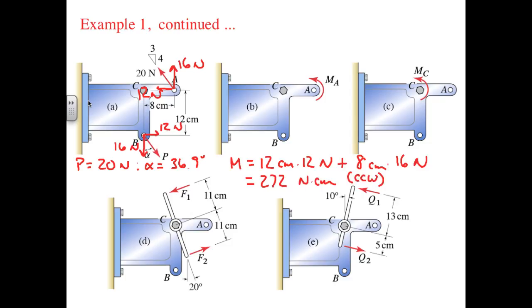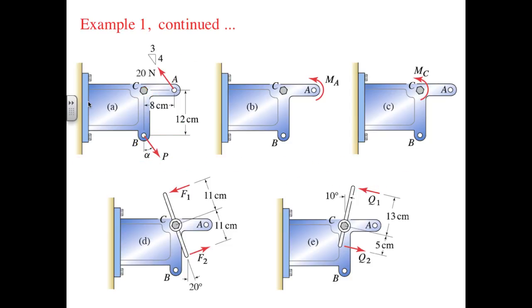In parts B and C, we're asked to determine moments MA and MC so that the loading is equivalent to part A. This is as simple as MA equals MC equals 272 Newton centimeters counterclockwise. In parts D and E, we're asked to determine equal and opposite pairs, F1 and F2, and then Q1 and Q2, that produce loading equivalent to part A. Although not represented explicitly in the figures, the intention is that the lines of action of the forces in both cases are perpendicular to the levers shown.